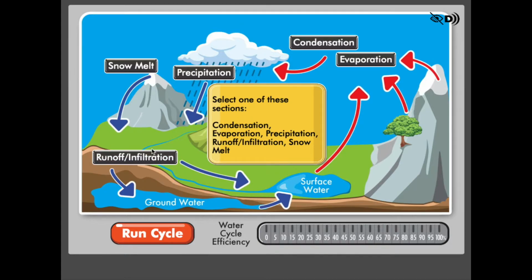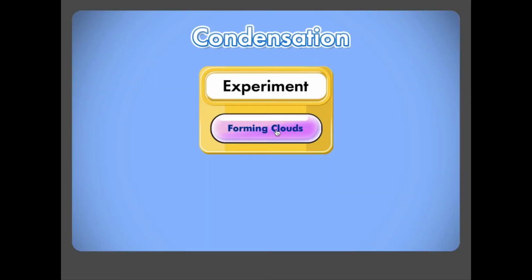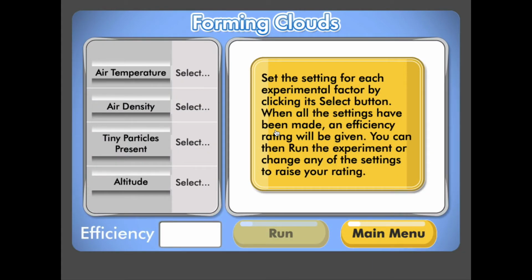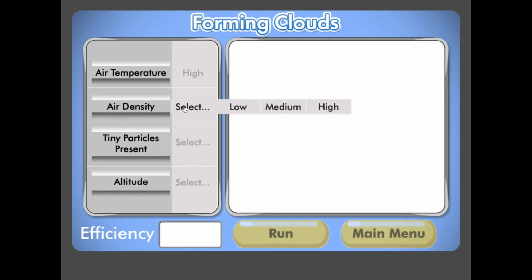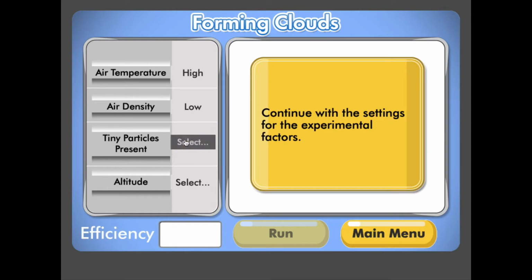The simulation opens showing the 5 major parts of the water cycle. Select one part, such as condensation, and then select the experiment or experiments in that section. In this case, the forming clouds experiment is selected. Select the appropriate value for each experimental factor affecting that part of the cycle.